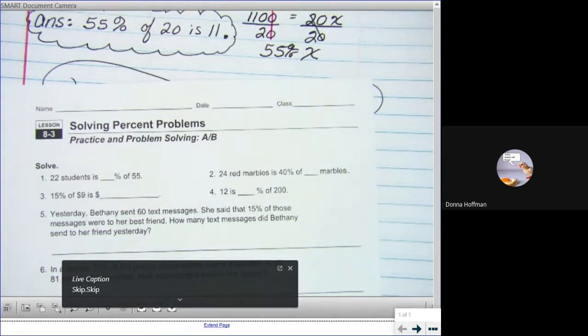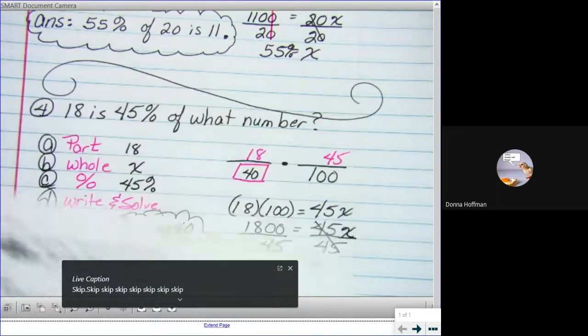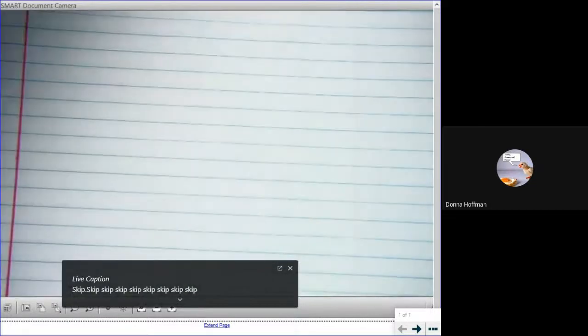Okay, so following the format with number 1, let me turn my page here.